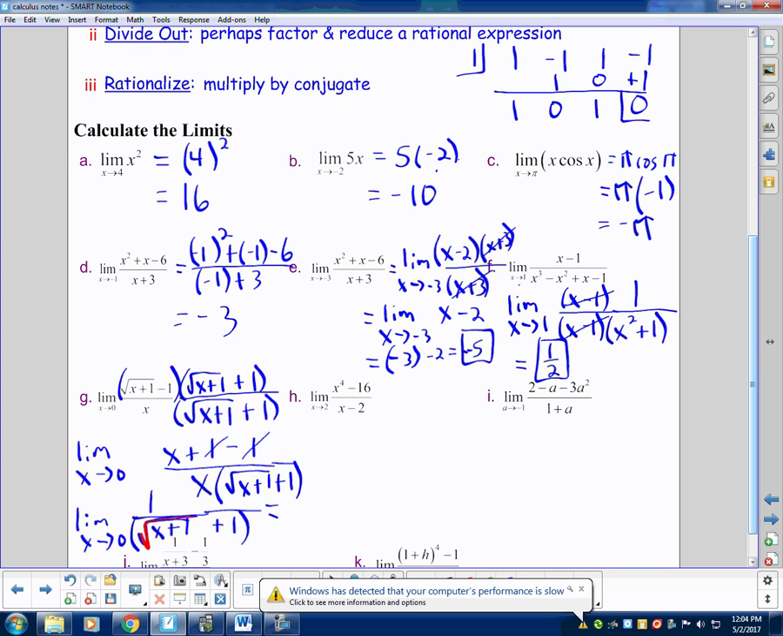So when I plug in 0, what do I get here? Plug in 0 right here. 0 plus 1 is 1. Square root of 1 is 1. 1 plus 1 is 2, so it's 1/2 again. Yes, so the limit of that function is also 1/2.